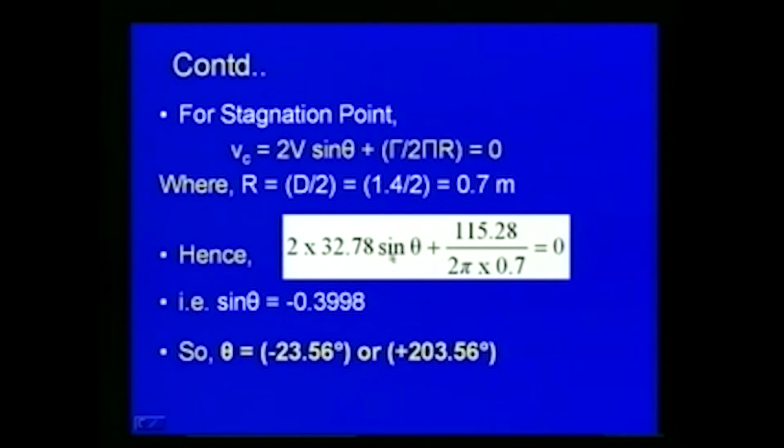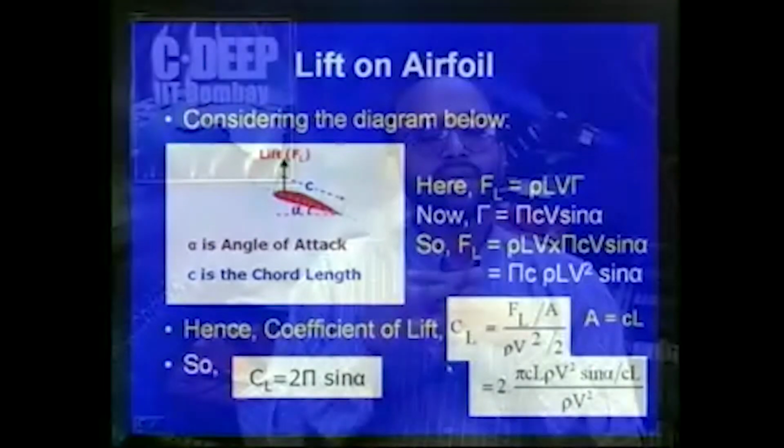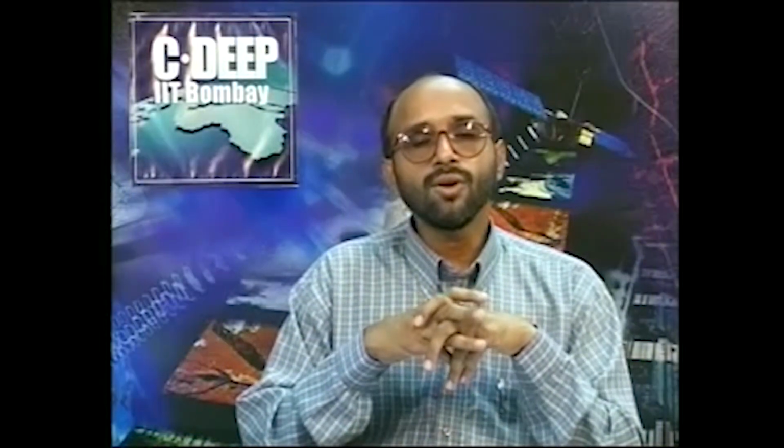So, 2 into 32.78 sin theta plus 115.28, which is the circulation we have already calculated, divided by 2 pi into 0.7, that is equal to 0. So, finally we get sin theta value is minus 0.3998. So, theta is equal to minus 23.56 degree, or 203.56. So, this is a simple example. Like this, various other problems we can solve.